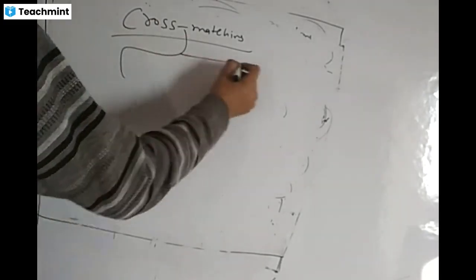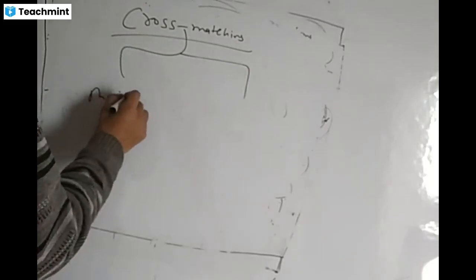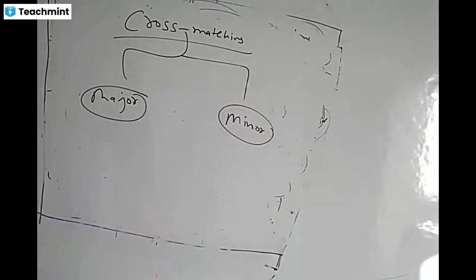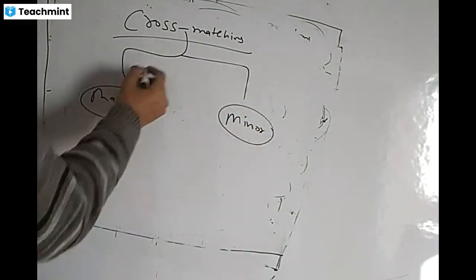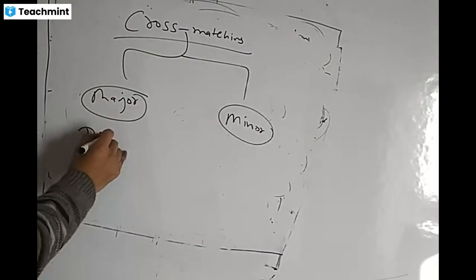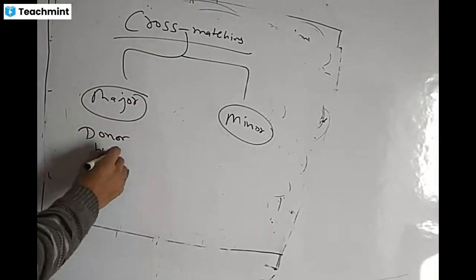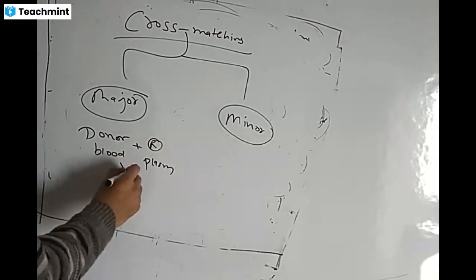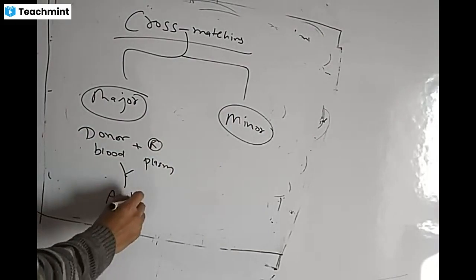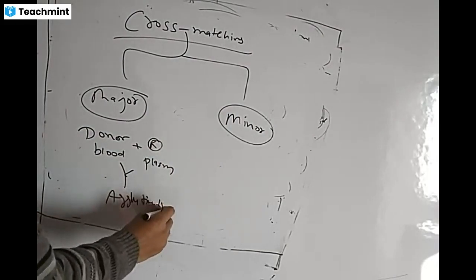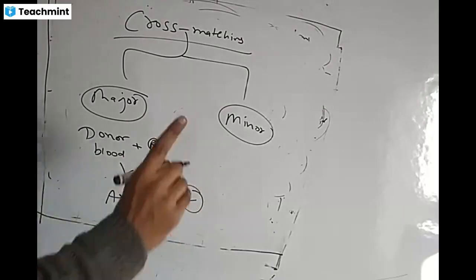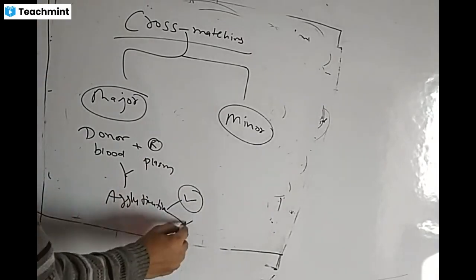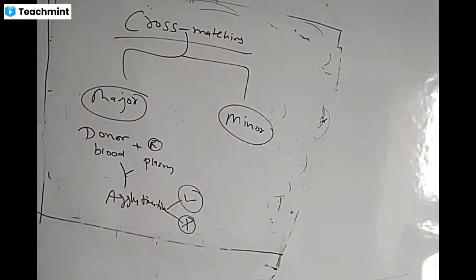Then if we go for the cross matching, it is of two types, major or minor. In case of major cross matching, we will take donor blood and recipient plasma and we check for the agglutination. If there is agglutination, it means the blood group is incompatible. And if there is no agglutination, we can go for transfusion.